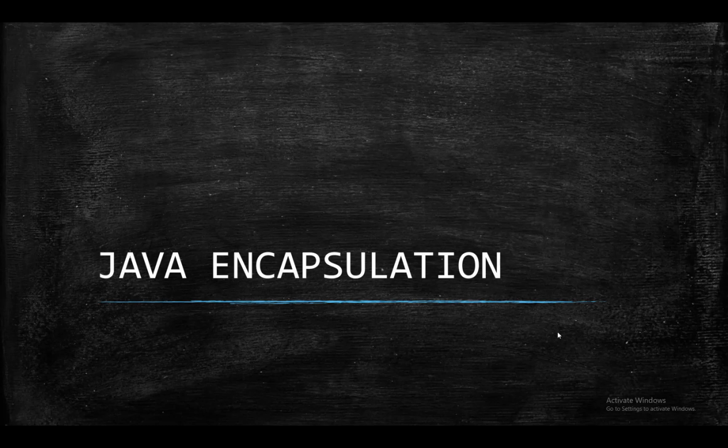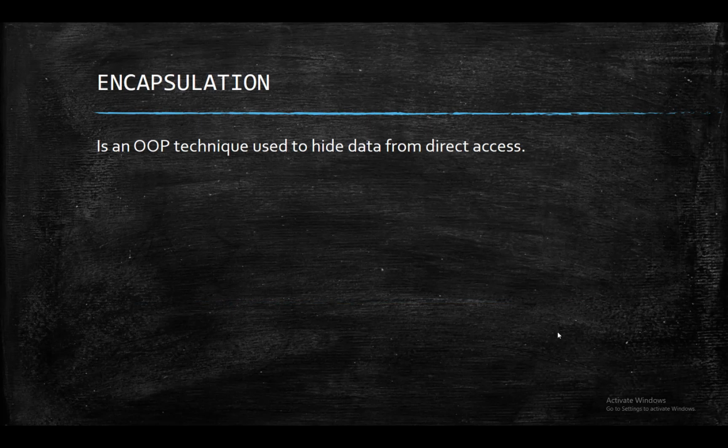Okay, our topic for today is Java encapsulation. I will try my best to explain it in an easier way. So what is encapsulation? It is an OOP technique used to hide data from direct access. If you say encapsulation, it's just like from the word capsule.